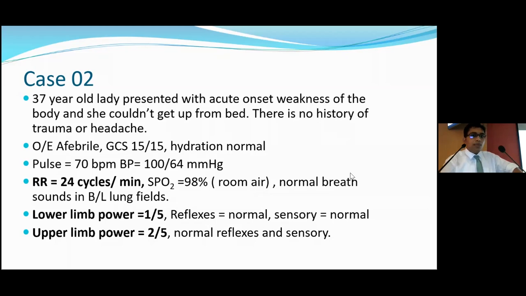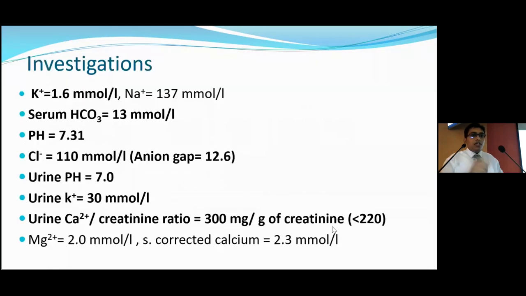She had an increased respiratory rate on admission, 24 cycles per minute, with normal pulse oximetry saturation of 98% on room air. She had normal breath sounds in bilateral lung fields. She had significant bilateral lower limb and upper limb weakness with normal reflexes and normal sensory. In the emergency department, we did the venous blood gas and the ECG, and her ECG findings are compatible with hypokalemia. She had a long QT interval and presence of U-wave.